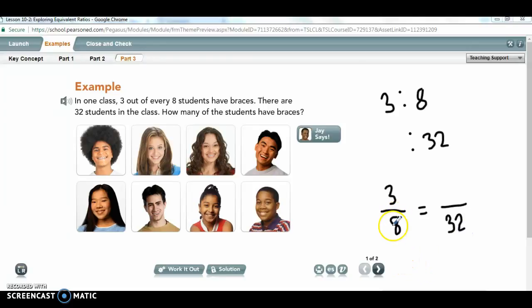So we need to figure out what times 8 can get me to 32. And we should know that 8 times 4 is 32. So in order to get this missing number, we would have to do 3 times 4. 3 times 4 is 12, which means there are 12 students who have braces in the class of 32.